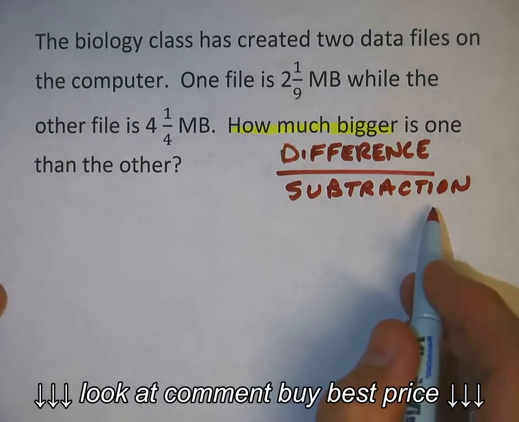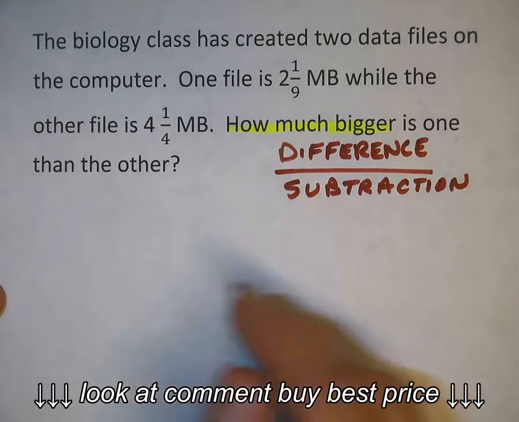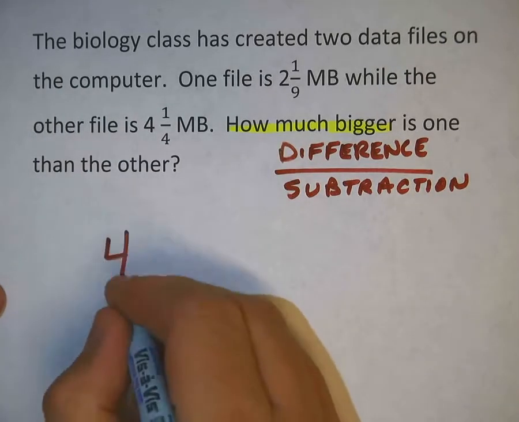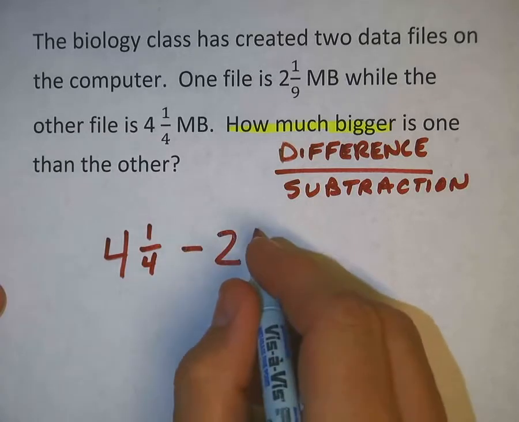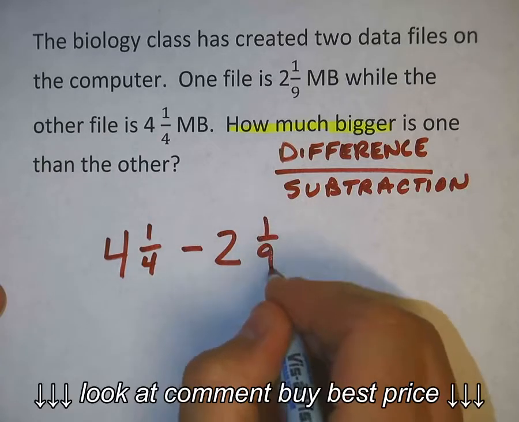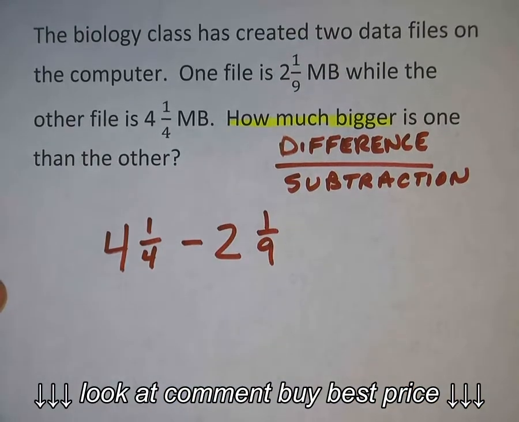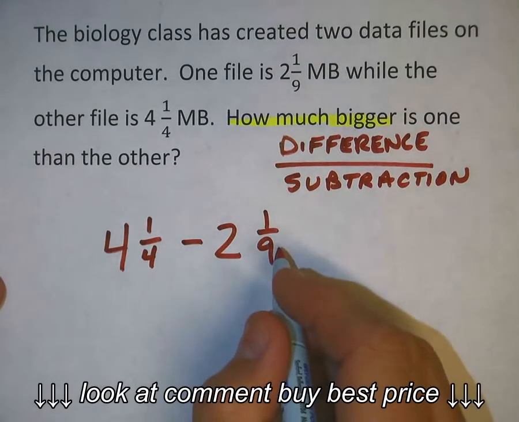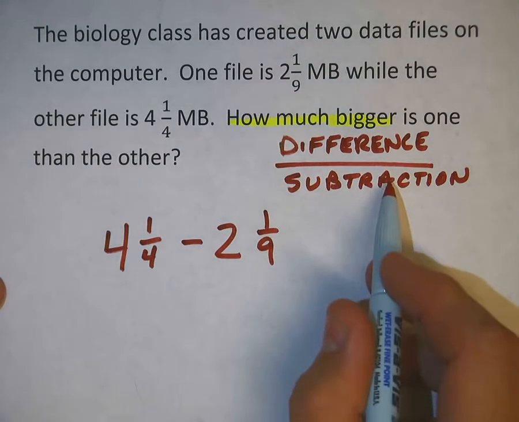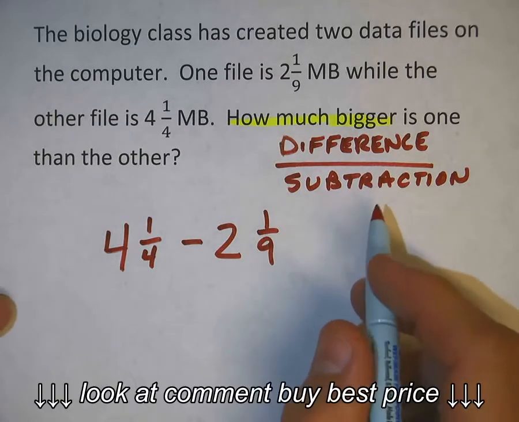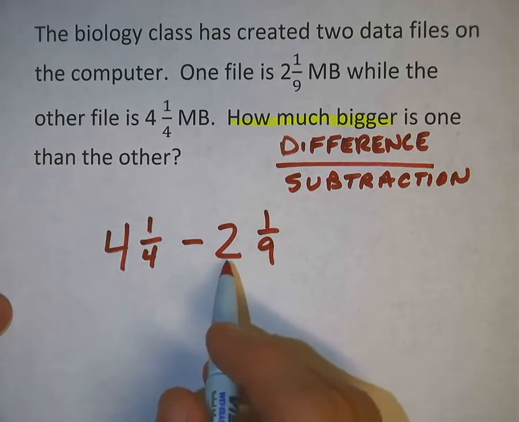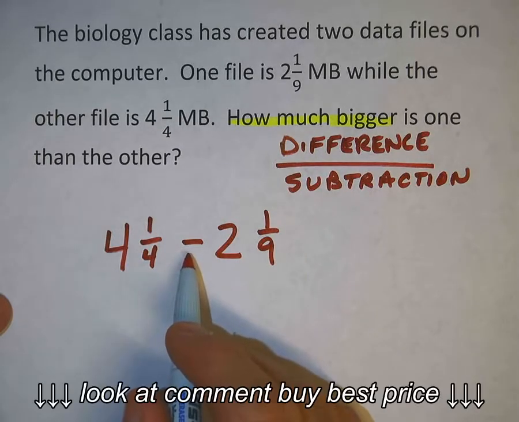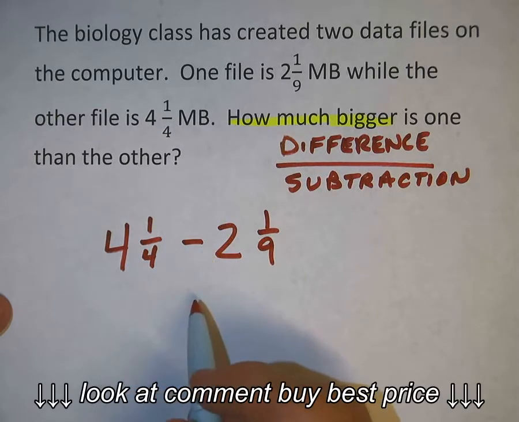So once we know it's a subtraction problem, we're going to look at getting the difference. So we'll take 4 1/4 and subtract 2 1/9. Now, this is step one, and an important step. We've noticed it's a subtraction problem. We're getting the difference or comparison between two entities. But now we have to look at the rules or the process for subtracting properly.